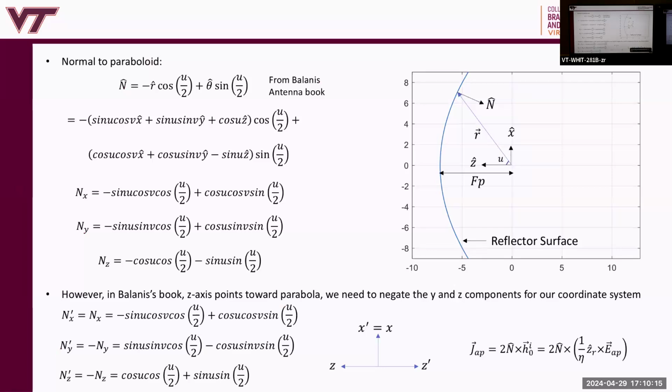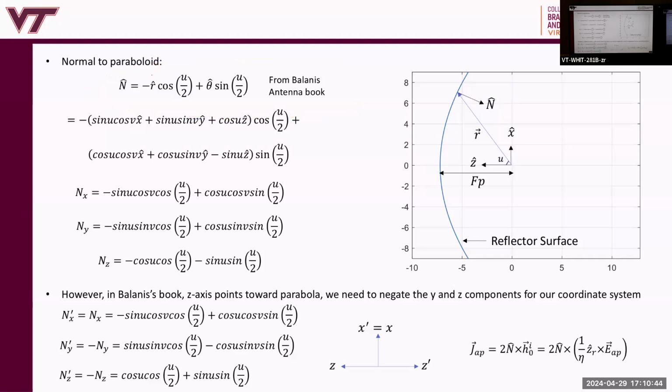So the parameterization of a parabola in this coordinate system, with z going that way and x going that way, is different than what we're using. If you parameterize in this coordinate system, the focus of the parabola is here, but the z-axis points to the parabola, whereas in our problem, the z-axis points away. But this is a well-known normal in this coordinate system. It's given by this from Balanis' antenna book. We're going to use that, right?